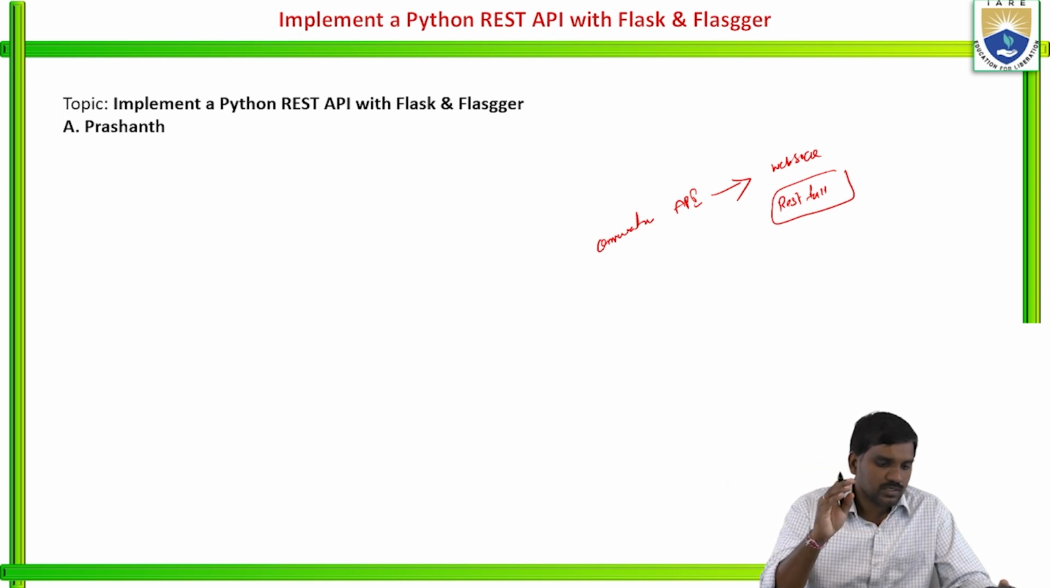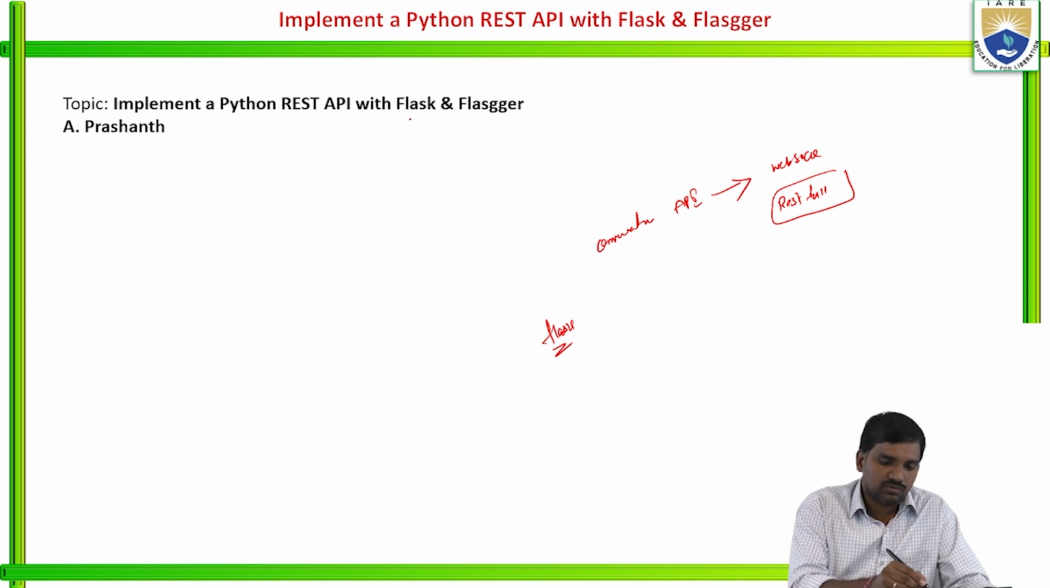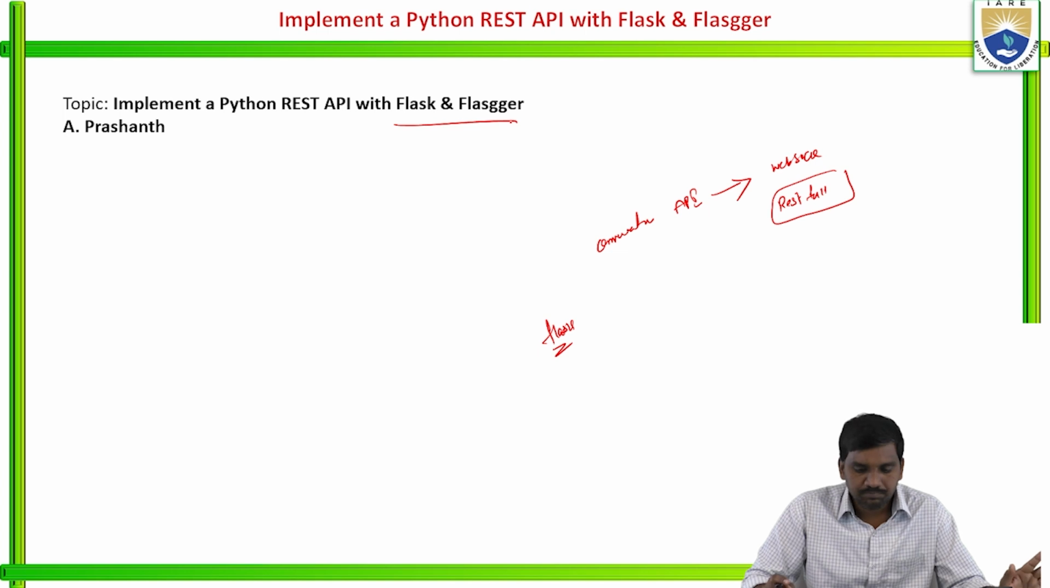Here we also implement it using Python: a Python REST API with Flask and Flasgger techniques. The last lecture built a RESTful API using only Flask, but right now I am going to introduce another method along with Flask. That is, implementing a Python-based RESTful communication API with Flask and Flasgger. This is our agenda I am going to explain right now.